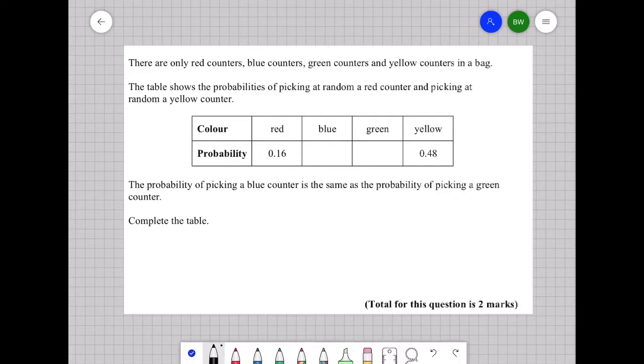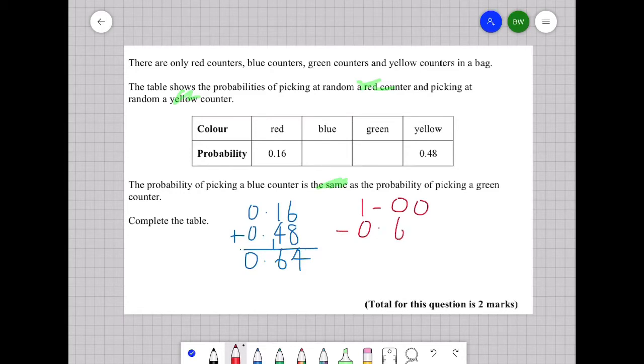Okay, so same thing here. So when we read the question, it's the same question. So probability of picking red and yellow is there. Blue and green are the same. So I'm going to do 0.16 plus 0.48. So that's 0.64. Okay, then I'm going to do 1 minus 0.64. So same thing.